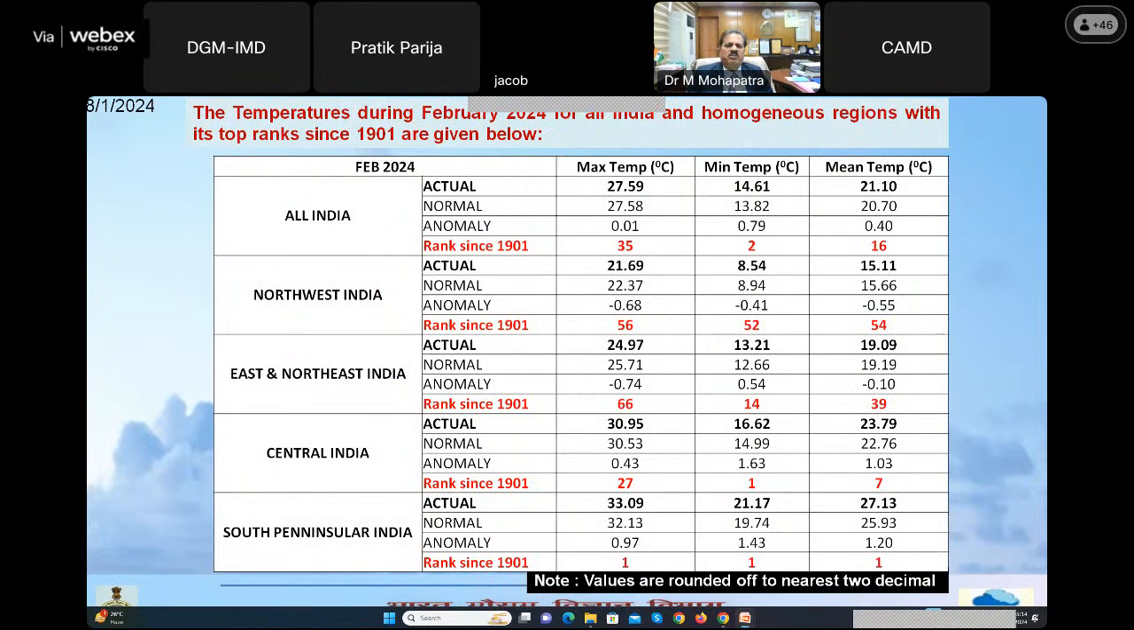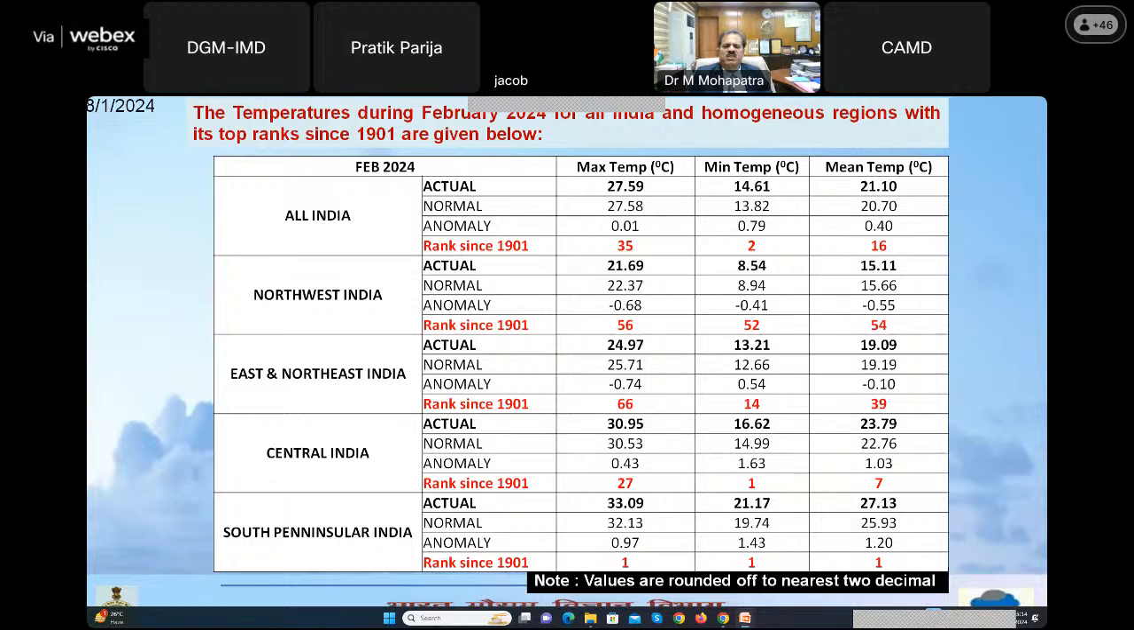Now let us see whether there was any type of anomalous behavior in the month of February. For all India, if I look at the maximum temperature, the rank was 35. That means it is not a particularly high rank or highest temperature. The temperature was 27.59, normal is 27.58. So it was near normal, you can say.